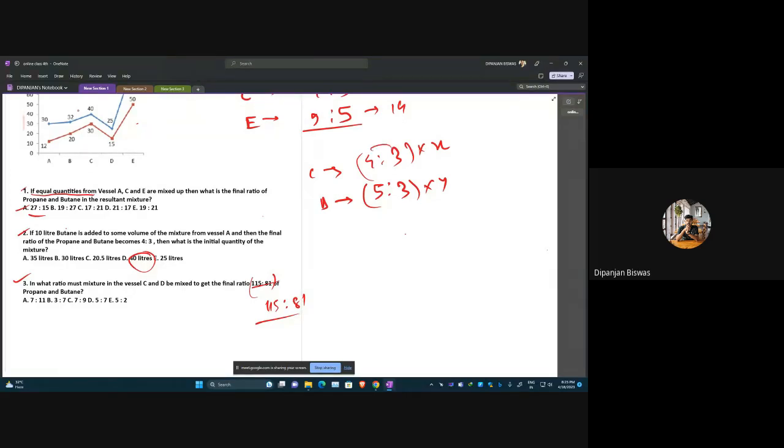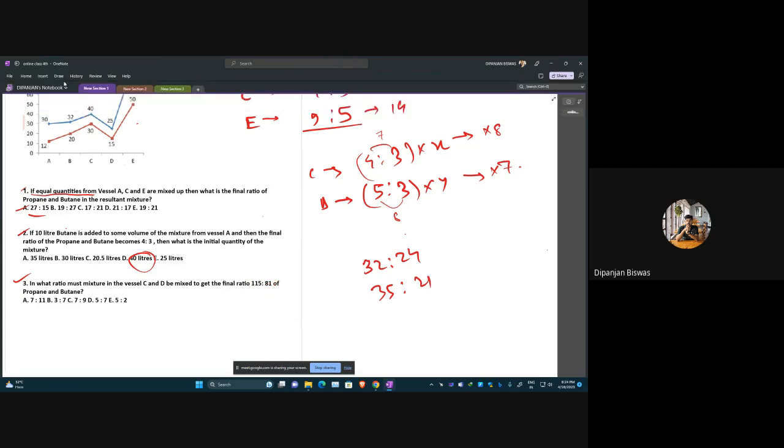Here the total quantity was 4 plus 3, 7. Here the total quantity is 5 plus 3, that is 8. Okay. First you have to equate things, so multiply the first ratio with 8 and the second ratio with 7. After multiplication, you can get 4 into 8 is 32 is to 24, and you are getting 35:21. Okay.